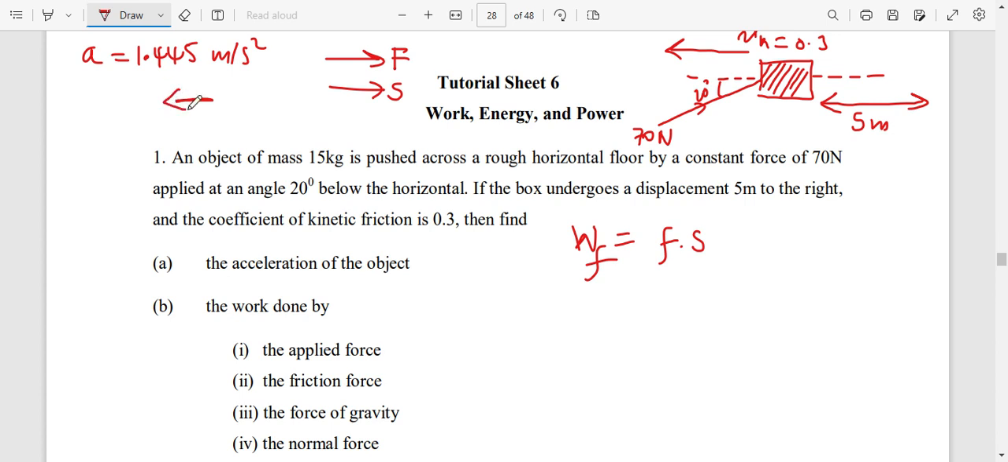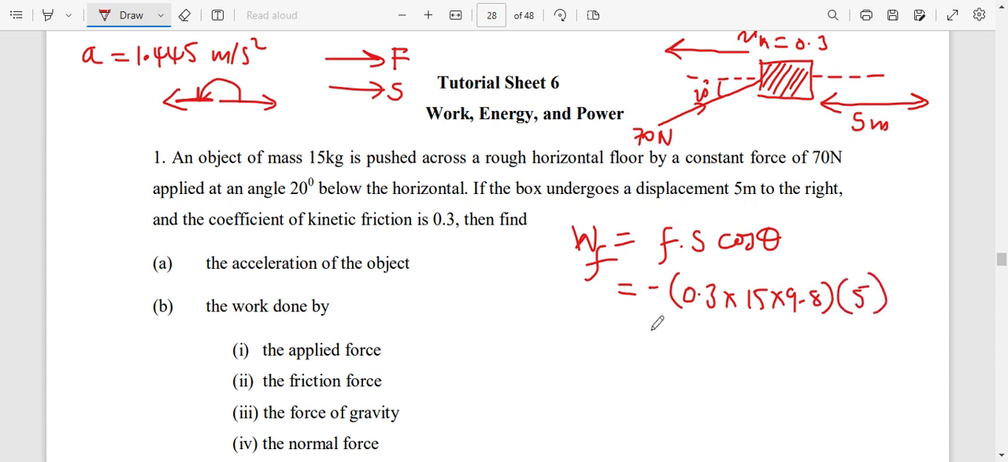But if you look at friction and displacement, they are going in opposite directions. So if I put cosine theta here, the angle between these two is 180 degrees. So cosine of 180 is negative 1. That is why work done by friction is negative. It always gets to subtract. So this is going to be negative. The friction itself is given by coefficient of kinetic friction, 0.3, times mass, which is 15, times gravity, which is 9.8, and then you multiply that by the distance moved, which is 5, because these are going in opposite directions.